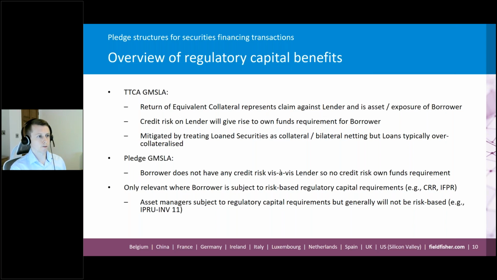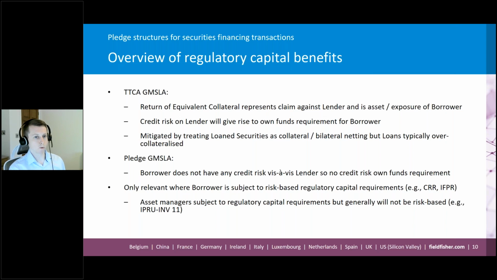However, this is only, of course, relevant where the borrower is actually subject to risk-based regulatory capital requirements, such as those under the Capital Requirements Regulation or the upcoming Investment Firms Prudential Regime. So this is really only relevant where you have a credit institution, so a bank or an investment firm. Asset managers, who are the typical users of these types of stock loan arrangements, whilst they are subject to regulatory capital requirements, generally won't be subject to so-called risk-based requirements. So they won't be required to calculate an own funds requirement for things such as market risk and credit risk.